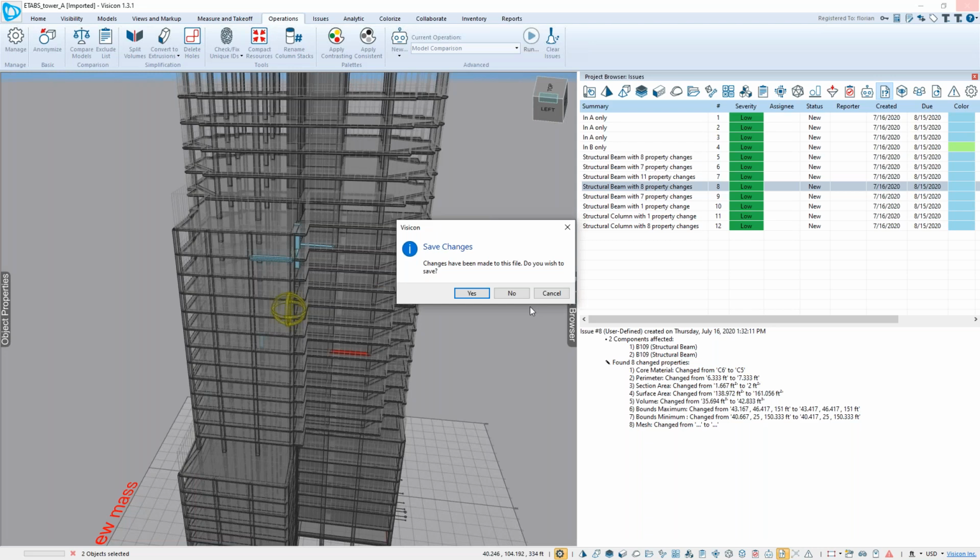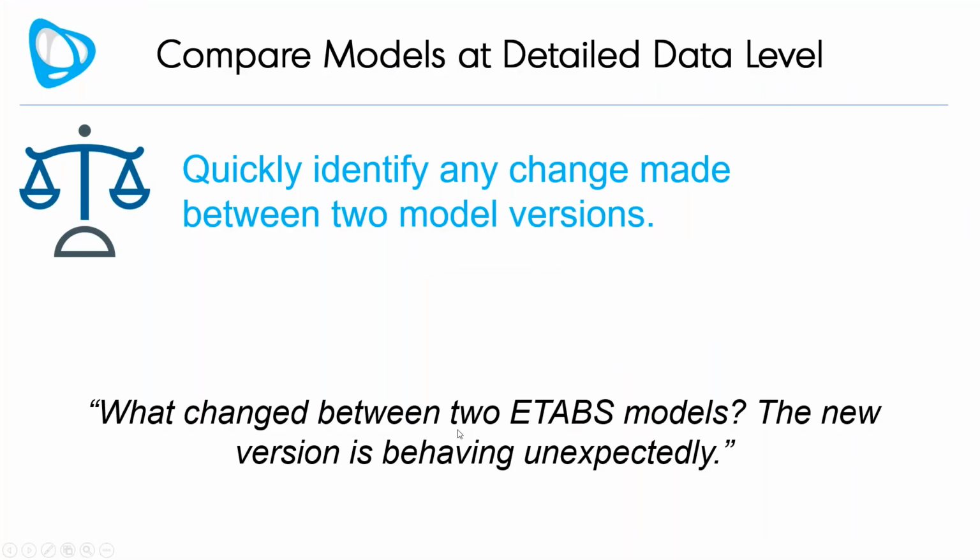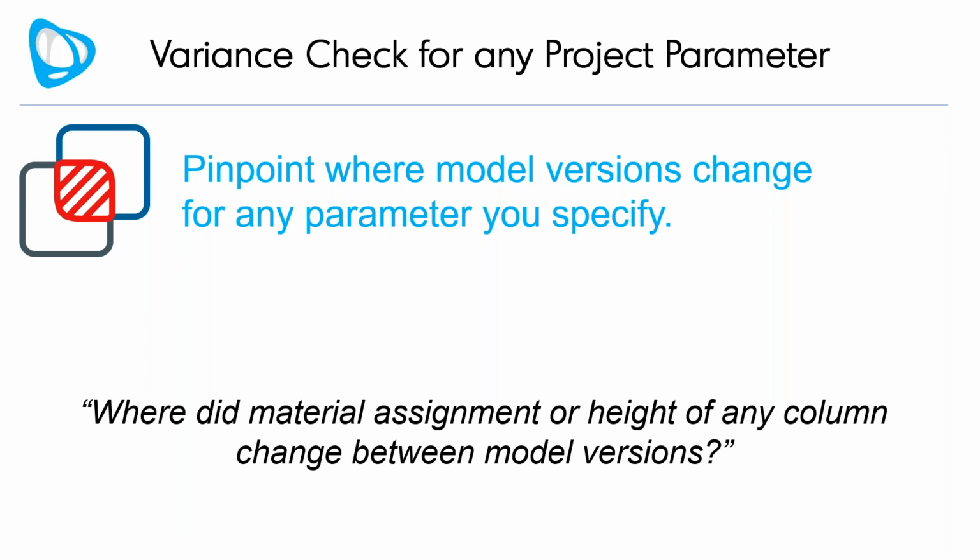So the next type of check is called a variance check. This feature allows you to pinpoint where model versions have changed based on parameters you specify. So an example could be, you are working with your team, you've been trying to make the horizontal deflections due to lateral loads work, you're playing with different material assignments, you've gone through multiple iterations, and now at the end of the project, you're asking yourself, can we summarize exactly all the changes that we've made from version 1 to version 2?